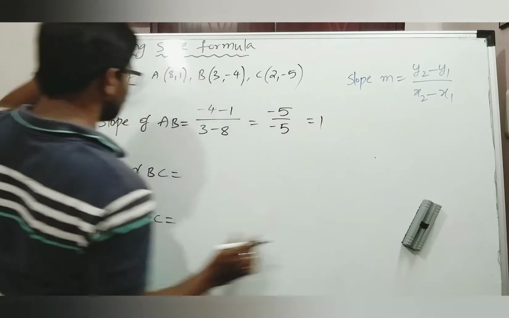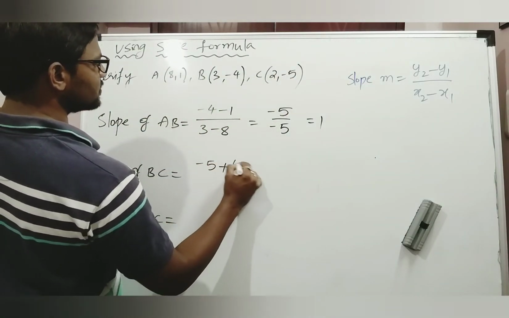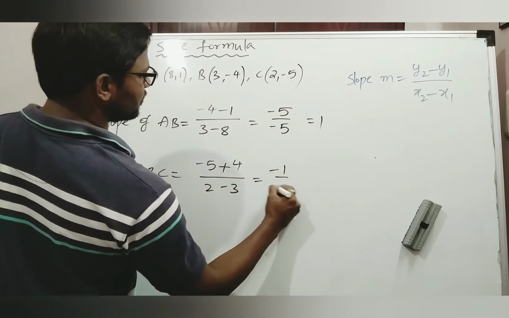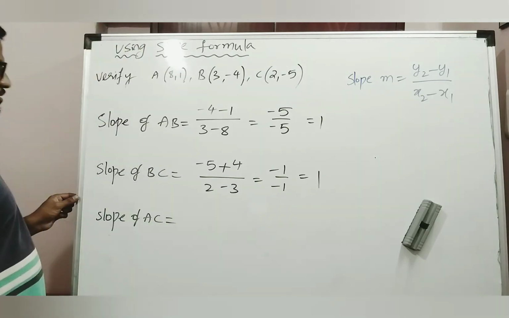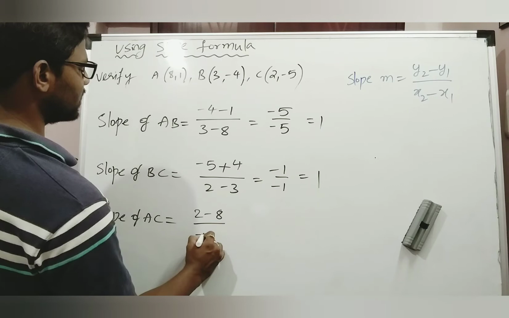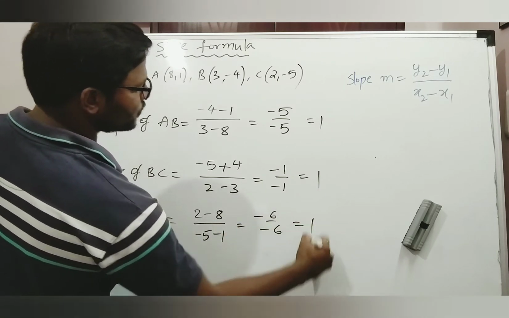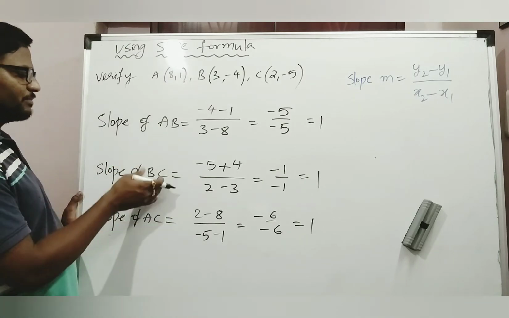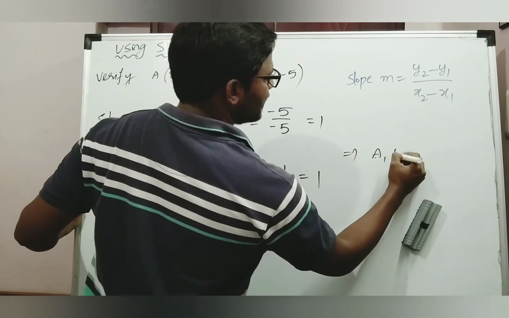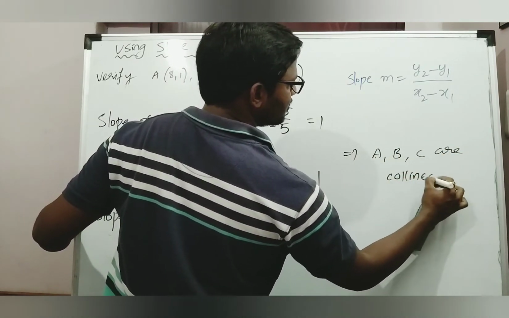Next, slope of BC: minus 5 minus of minus 4, that is plus 4, by 2 minus 3. Minus 1 by minus 1 equals 1. Slope of AC: 2 minus 8 by minus 5 minus 1. Minus 6 by minus 6 equals 1. So the slopes of AB, BC, AC are equal. Hence A, B, C are collinear.